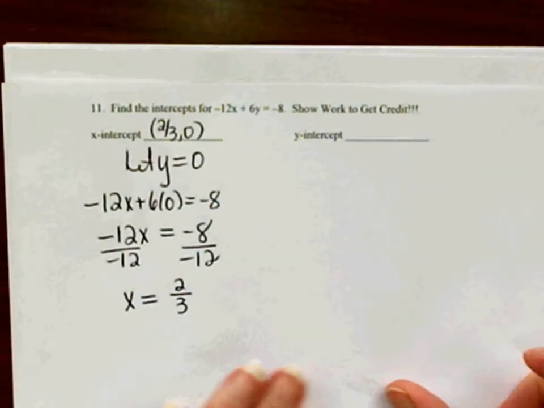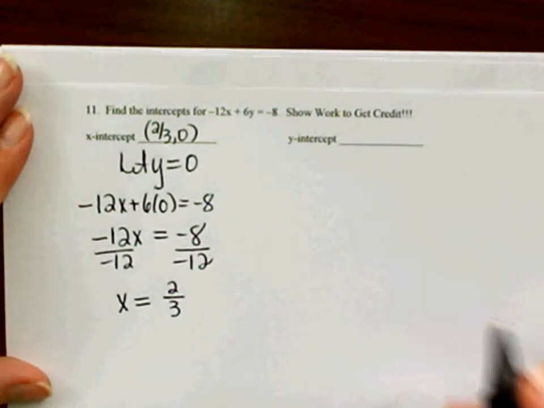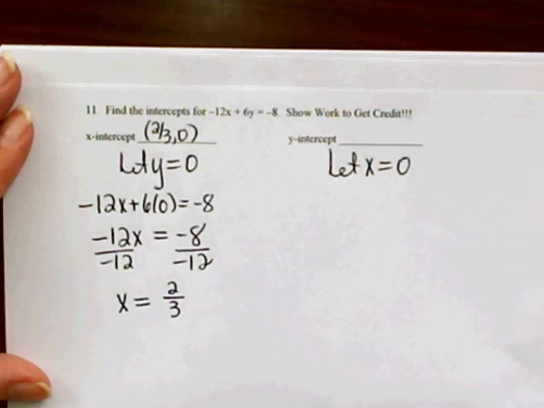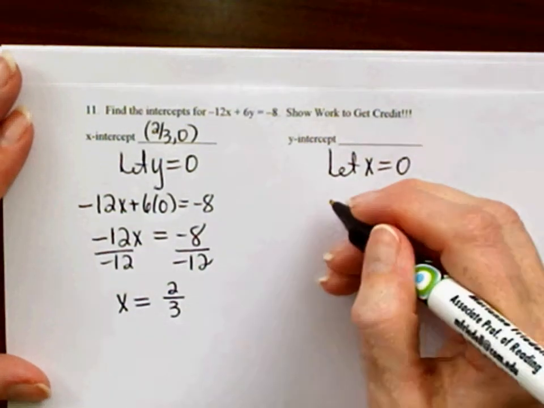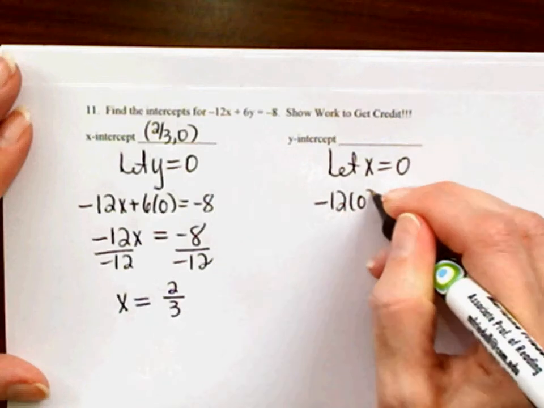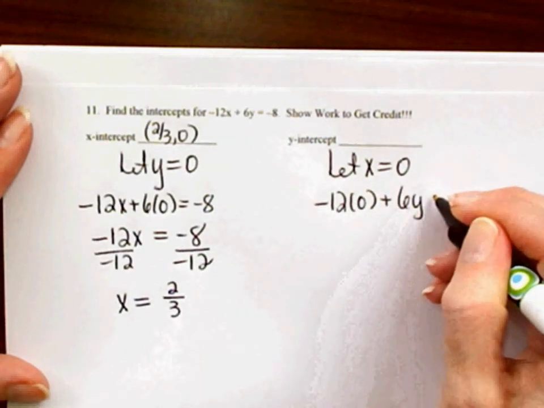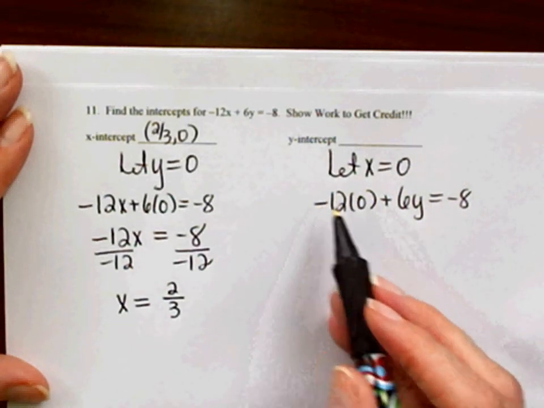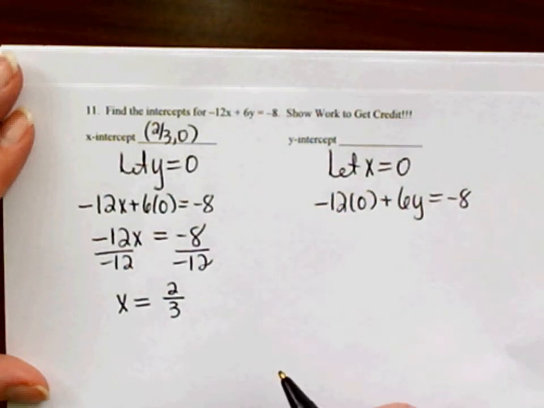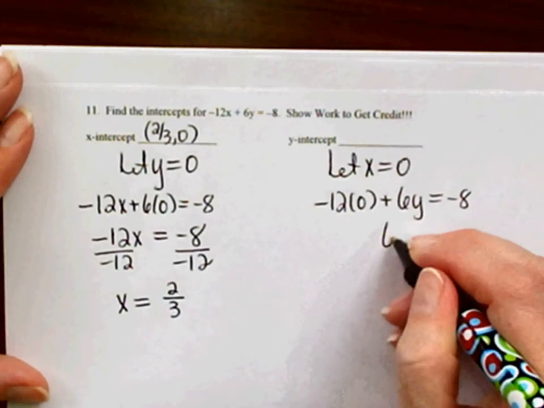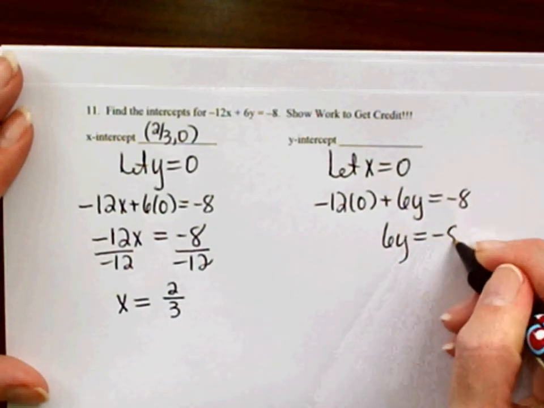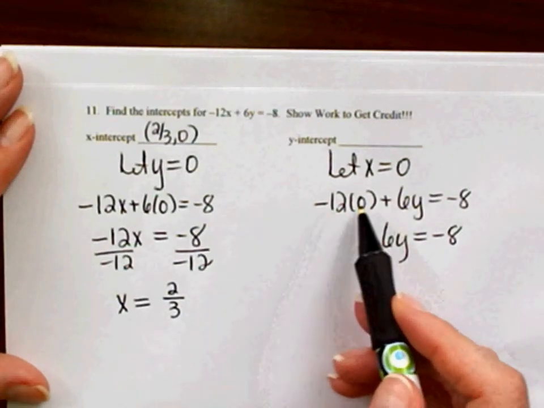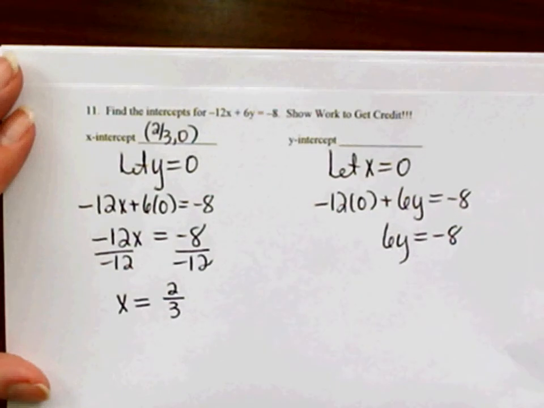Alright, y-intercept. One way of finding it would be to let x equal 0. So we're going to go back to the original problem and plug in 0 for x. Now that product's going to be 0, so that's not going to change the value of 6y. Adding 0 just keeps it as 6y, equaling negative 8.